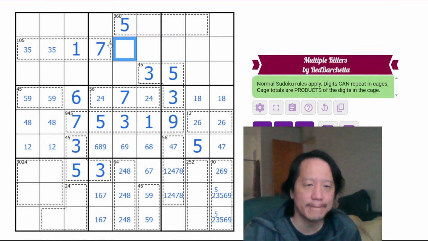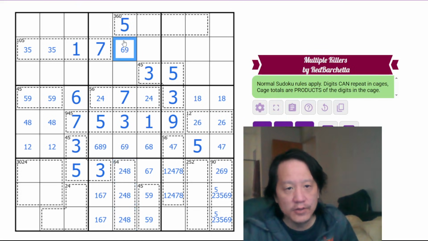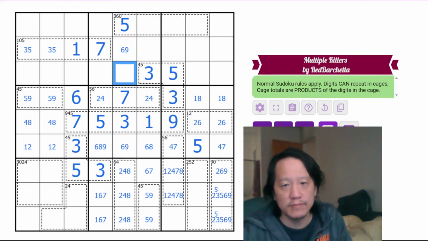This digit cannot be 1357 or 248 because of the 1357 in the row and the 248 triplet in the column. So this has to be 6 or 9. That leaves the remaining digit in column 5 as a 1. So this is 1.